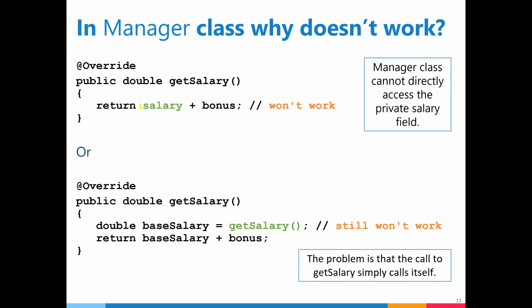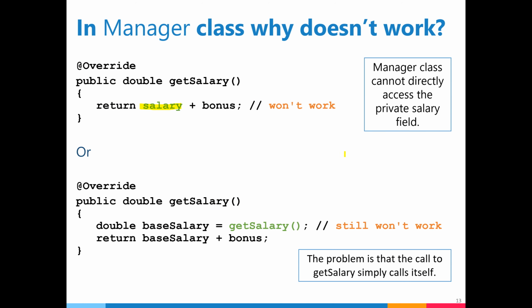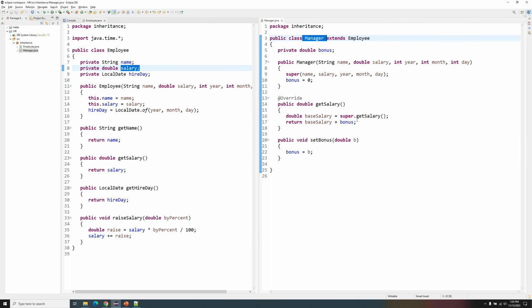Let's go back to here, because salary is private in the salary function, so I cannot directly access it here. Secondly, if I call getSalary, it will recursively call my own getSalary. This is the class Manager, and if I say getSalary directly, it will call this one.